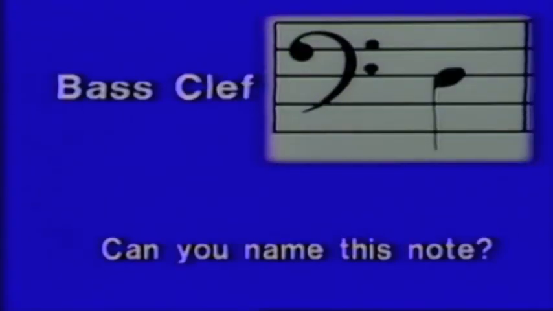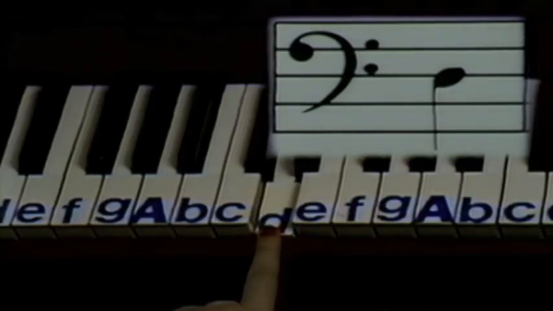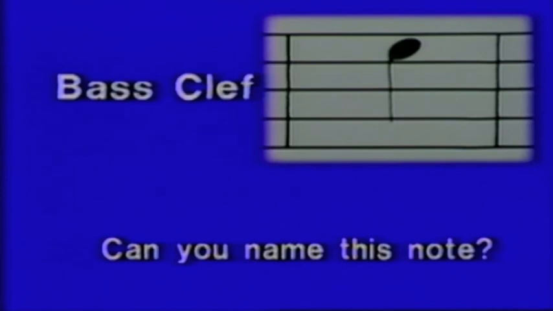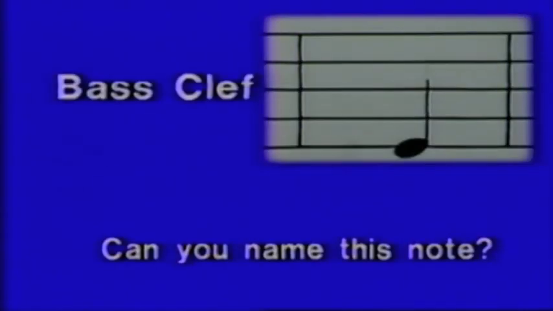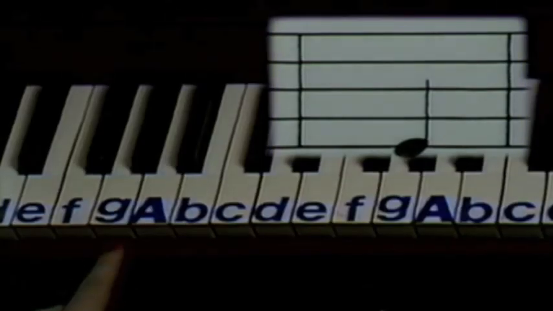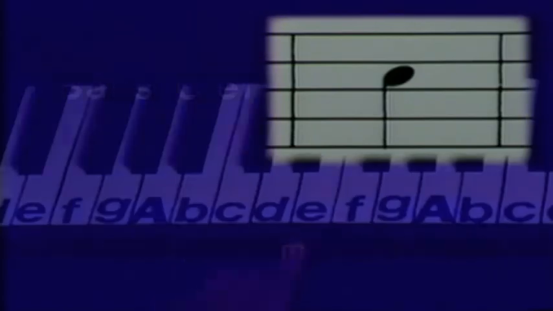Now going on to the next line, you notice we have a bass clef. Bass clef and treble clef are not the same thing when it comes to identifying the lines and spaces. I'll do the first four and you do the rest. Bass clef, third line, D. In bass clef, the fourth space, G. Bass clef, the first line, G. Bass clef, the third space, E.